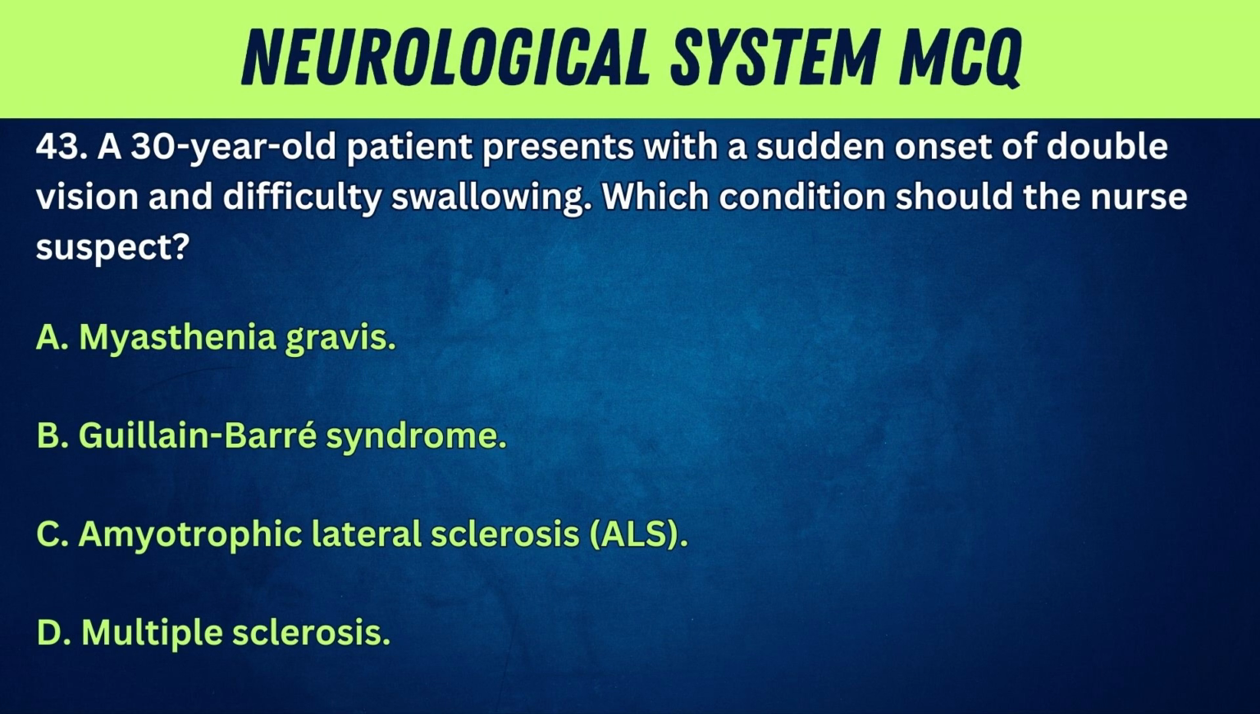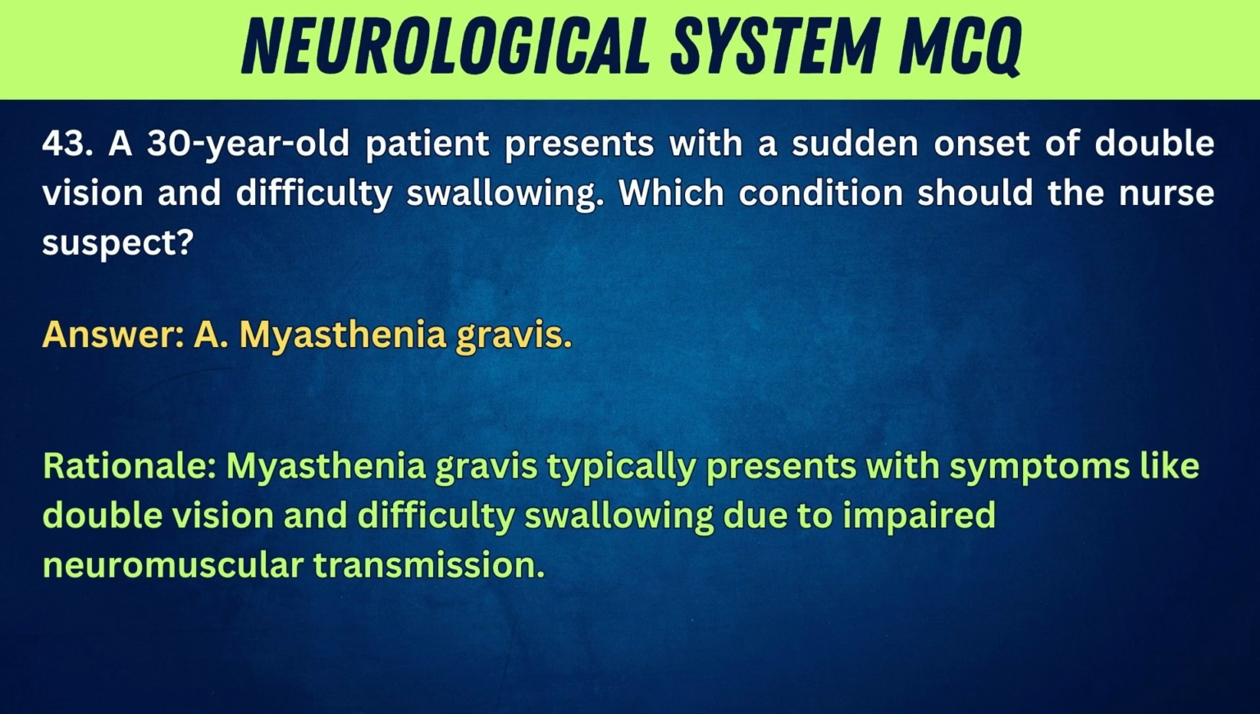43. A 30-year-old patient presents with a sudden onset of double vision and difficulty swallowing. Which condition should the nurse suspect? A. Myasthenia gravis. B. Guillain-Barré syndrome. C. Amyotrophic lateral sclerosis, ALS. D. Multiple sclerosis. Answer: A. Myasthenia gravis. Rationale: myasthenia gravis typically presents with symptoms like double vision and difficulty swallowing due to impaired neuromuscular transmission.